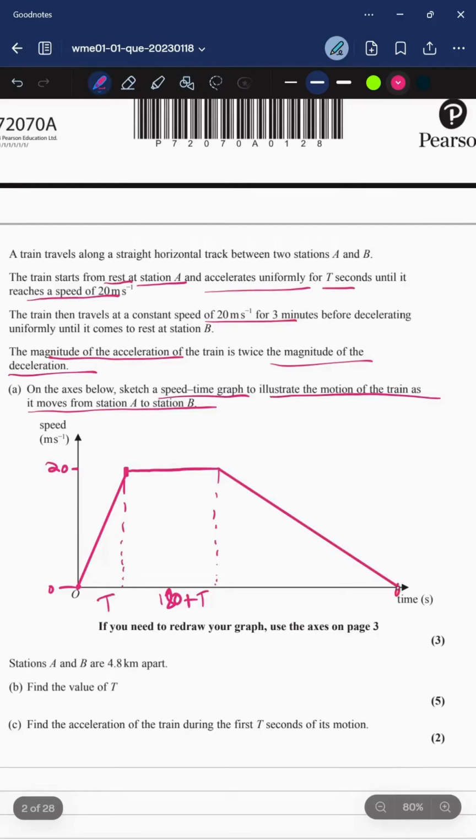So it took 180 plus t, and finally it comes to rest again at 0. And since the magnitude of deceleration is half of the acceleration, it would take 2t to come to rest. So the final time will be 180 plus 3t.